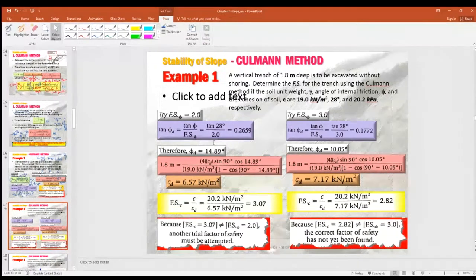Now, we try to increase the safety factor for phi from 1 to 2. The angle of internal friction for the soil is 28 degrees, so the design phi gives you 14.89. Then you put 14.89 into here to get the new cd. Sorry, that gives you 6.57.